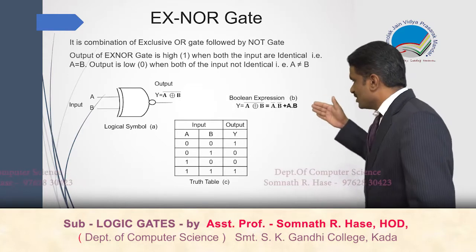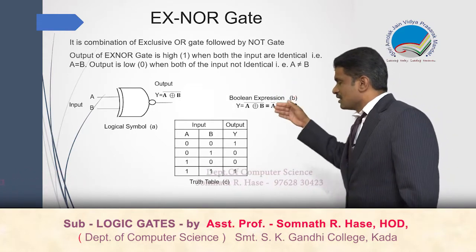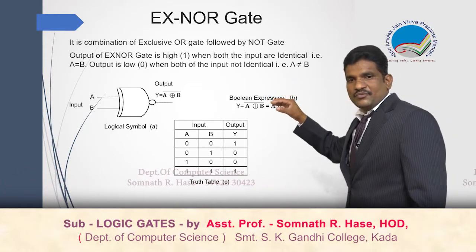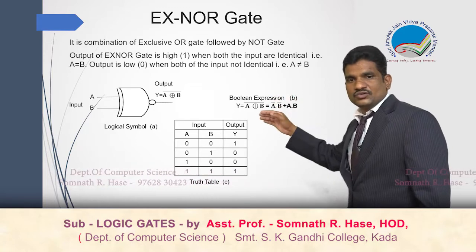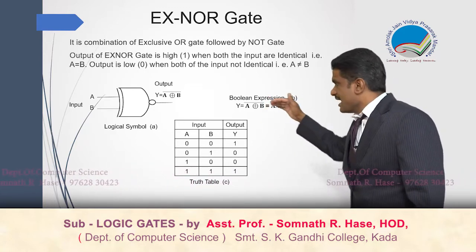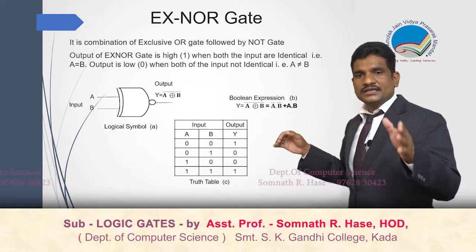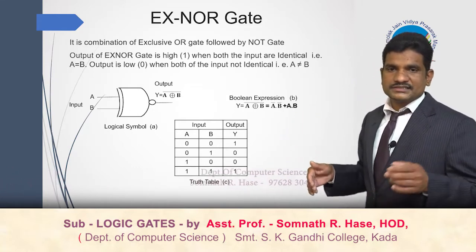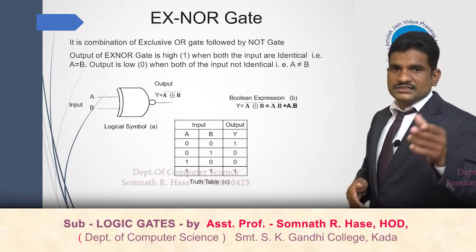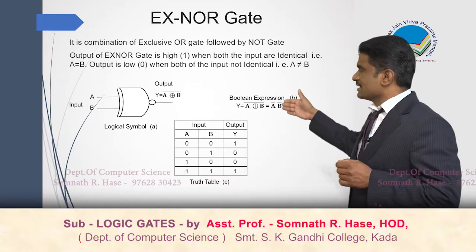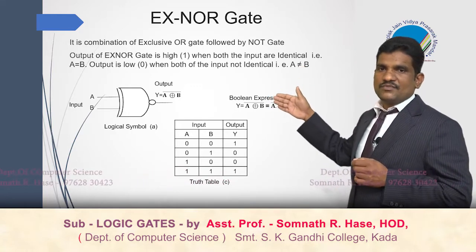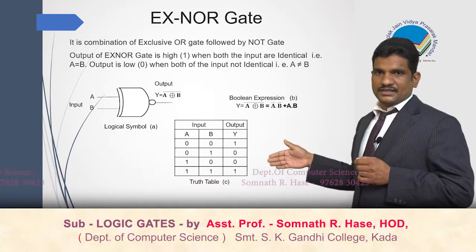In this truth table, we can see that in the last column there is 1 when both A and B are 0, or when both A and B are 1, then only we have 1. In all other cases there is 0. So this is the Boolean expression. In these slides we can see the Boolean expression of the EX NOR gate.